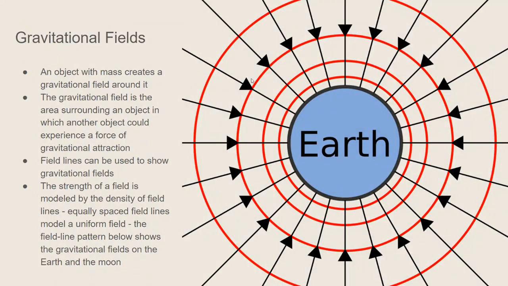Then we have gravitational field. An object with mass creates a gravitational field around it. I have told you guys before, whether you remember it or not, every single thing on the planet and in the universe, if it has mass, it has a gravitational pull. You have a gravitational field around you, but you're really small, so you don't do anything. The pencil in your hand has a gravitational field, but it's really, really small, so it doesn't do anything.